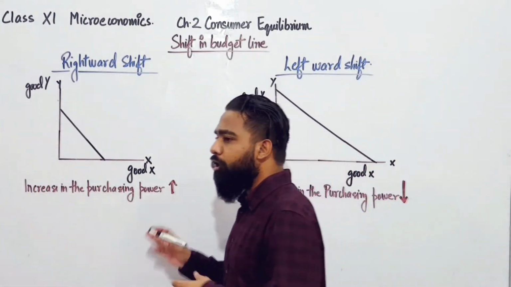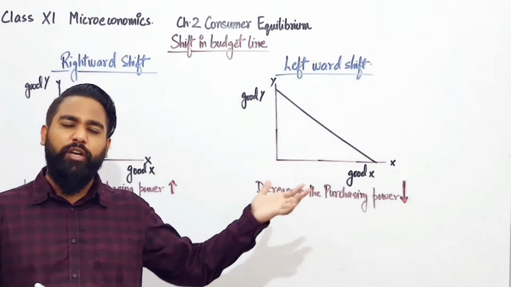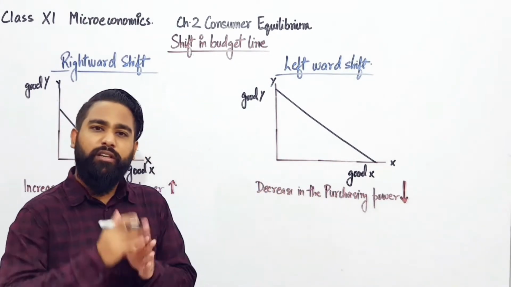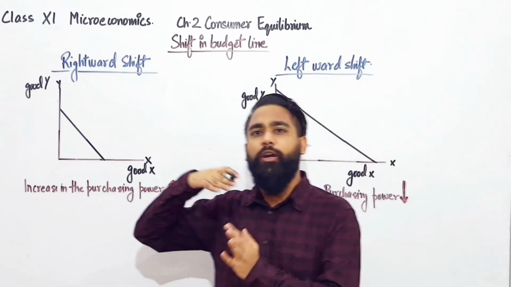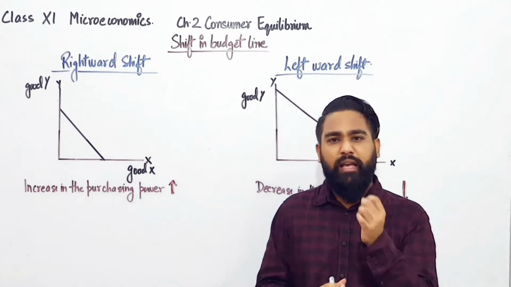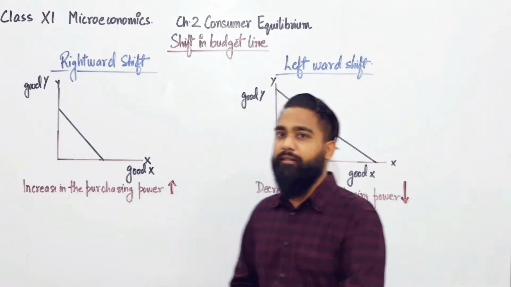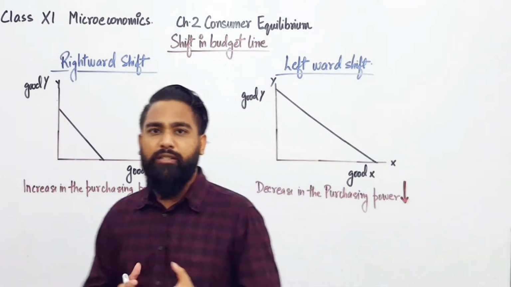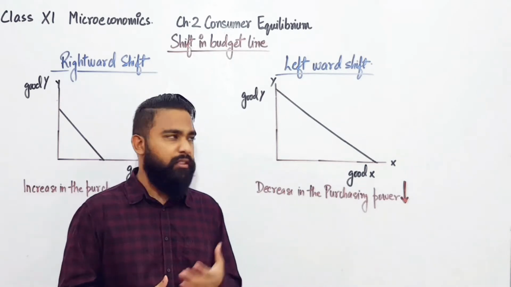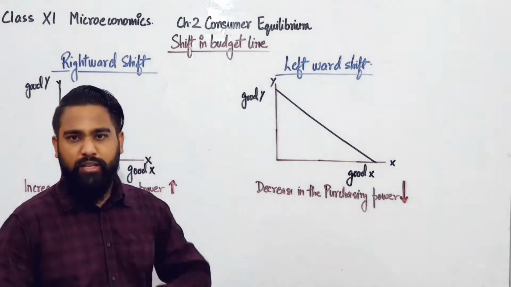Now, I already told you in my previous videos that in economics, if the graph is moving towards the right, it means things are increasing. The technology, the resources, the possibilities, all these factors are increasing. That's why it's moving towards the right.